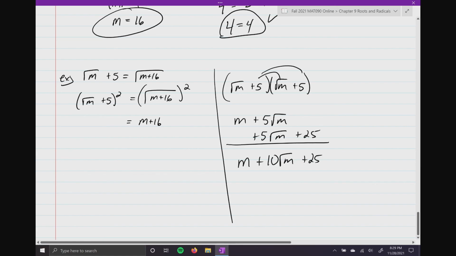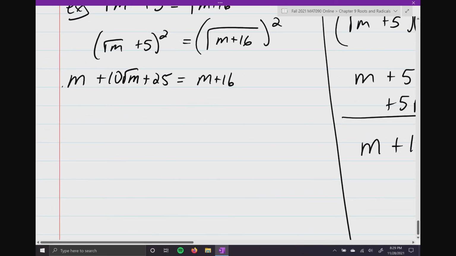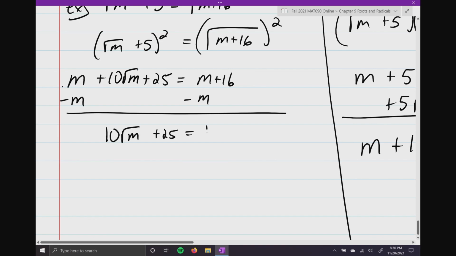So I'm going to write that on the left-hand side: m plus 10 square root of m plus 25. All right. Now we're cooking with gas. So now I got another radical. I'm going to go ahead and isolate it. So I will subtract m from both sides. That's going to give me 10 square root of m plus 25 equals 16. Now I will subtract 25 from both sides. So 16 minus 25 is going to be 10 square root of m equals negative 9.